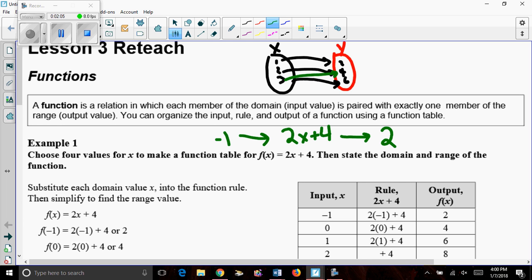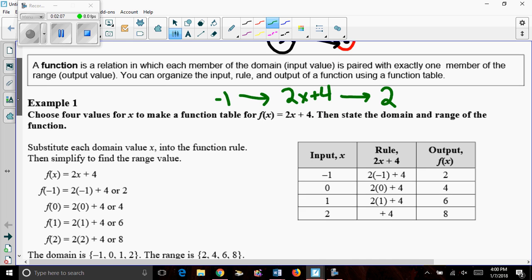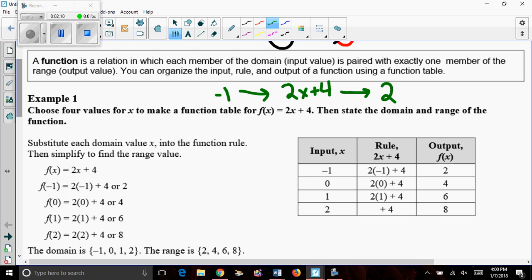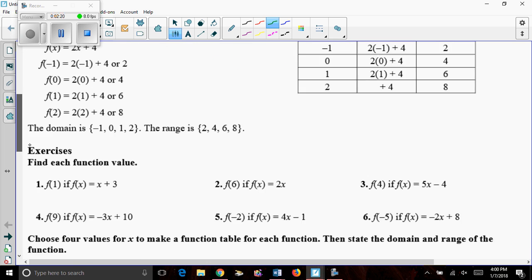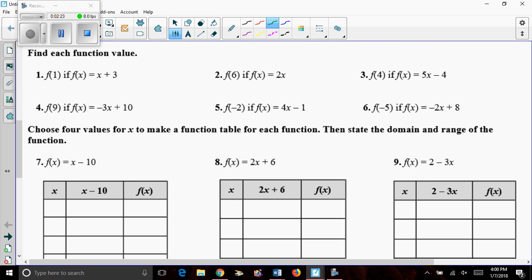All I really want you to get out of the mechanics of this is with the rule, we're going to be plugging numbers in for x. Let's take a look at how to do that. I am going to jump all the way down to the actual exercise problems and talk you through some of these. To start, let's look at number 1. We want to figure out what the function equals when I input a 1, when I take a 1 and plug it in for x.